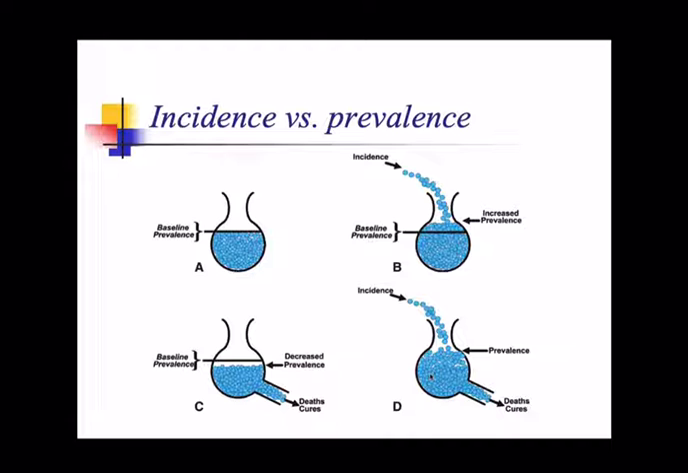Therefore, what exists in the dynamic situation shown in Figure D? A continual addition of new cases. Incidence increases the prevalence, while death and/or cure decrease the prevalence.